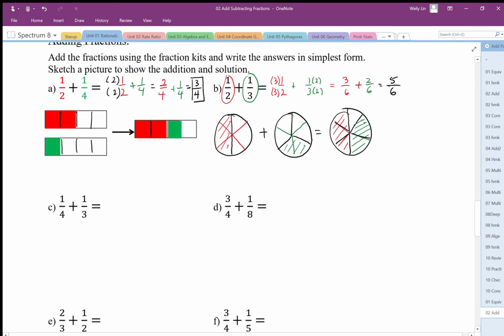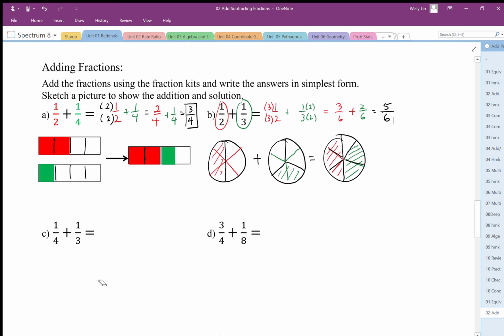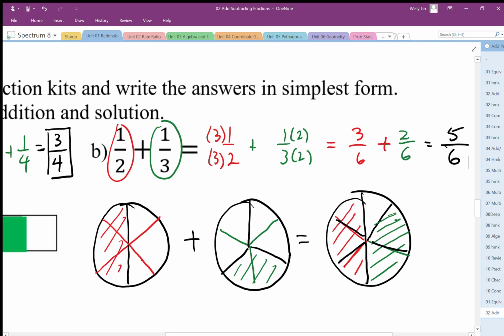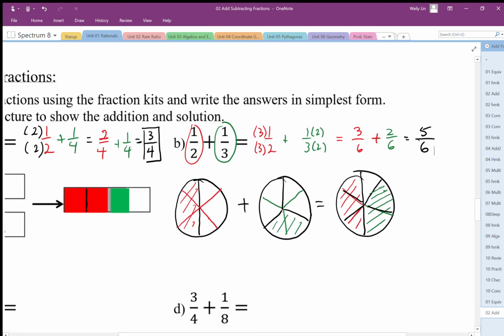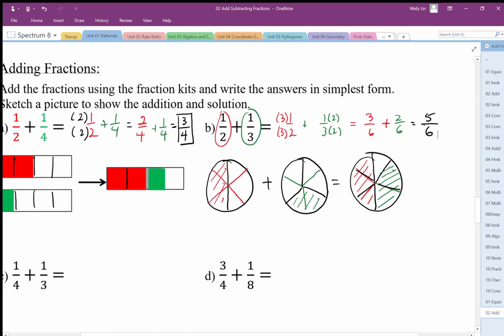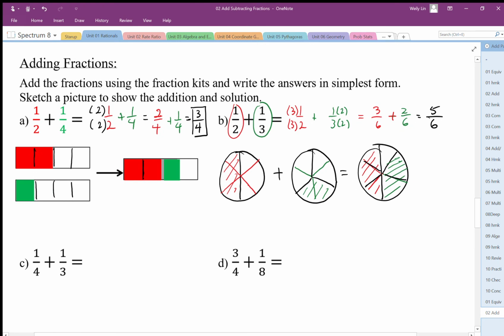What I would like you to do is show me a picture. Show me the multiplying factors involved to get the common denominator. Then show me how you get the equation with the common denominator and the final answer. It's really important that you show me all these steps, because this is what I'll be looking for when I check your assessments.